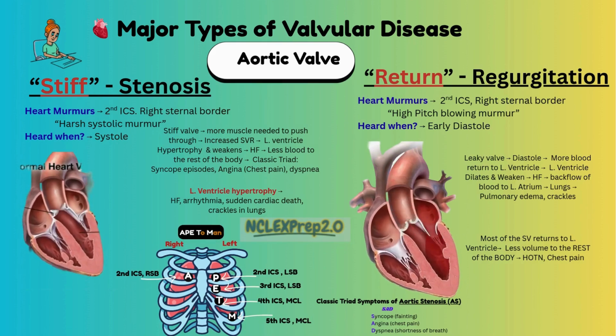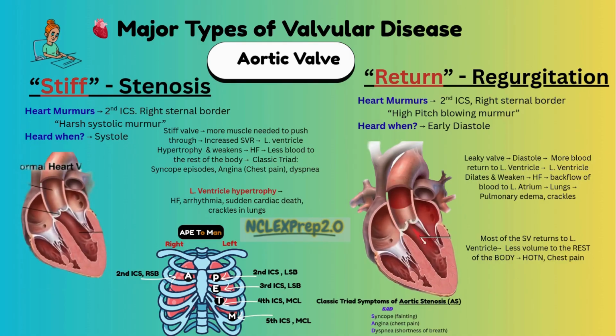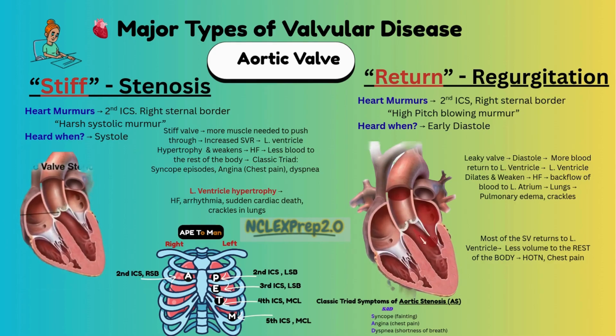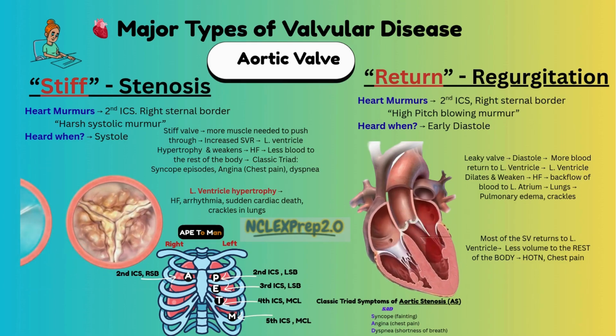Let's talk about aortic valve disease. Where is the aortic valve located? It's located at the second intercostal space, right sternal border, on the right side of the sternum. You can use that mnemonic APE TO MAN to help you remember the locations.